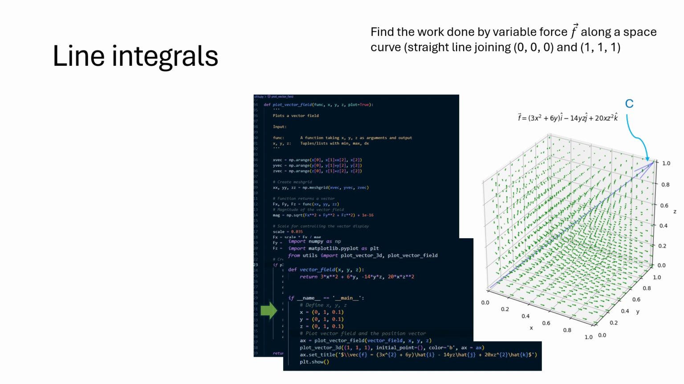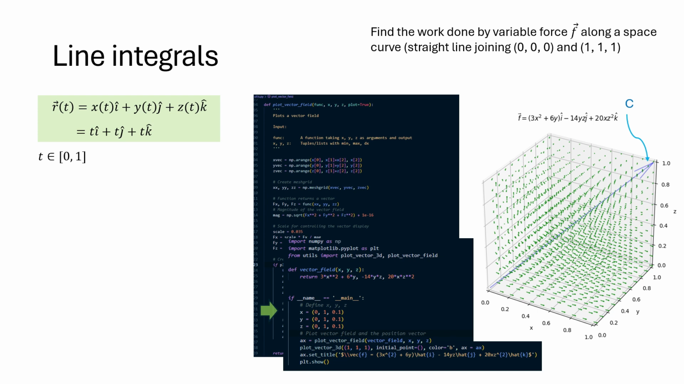Now, to solve the problem, we first find the parametric representation such that the motion along a curve in terms of the parameter t is written as a vector r(t). And since this curve is a straight line, r(t) is equal to t i hat plus t j hat plus t k hat, where t is defined in the interval between 0 and 1.